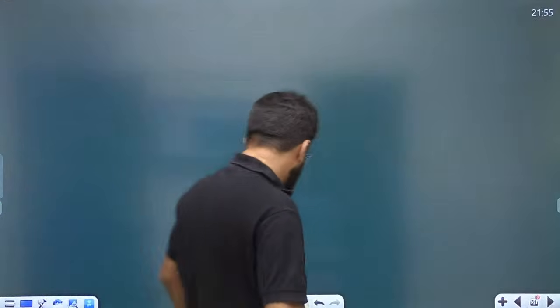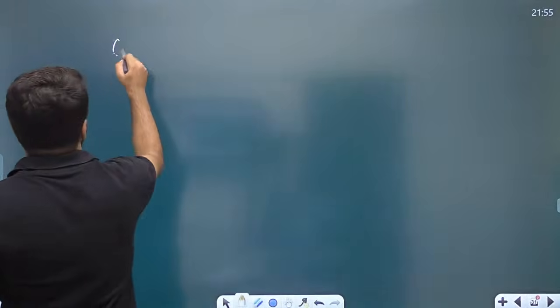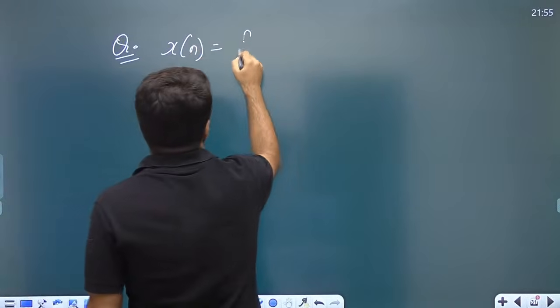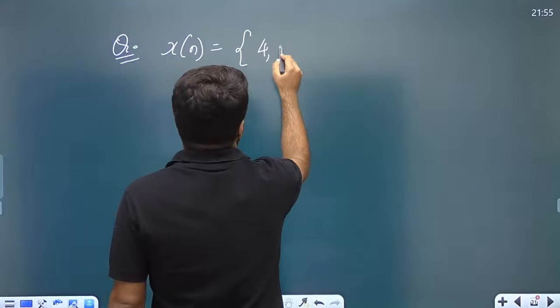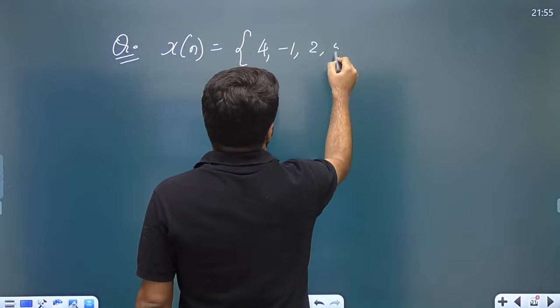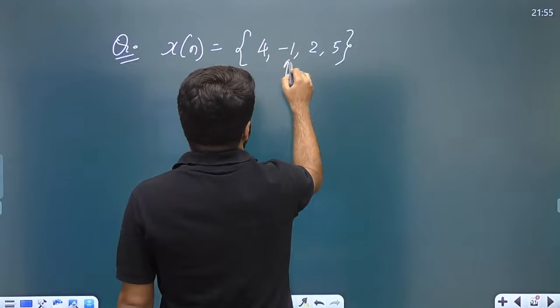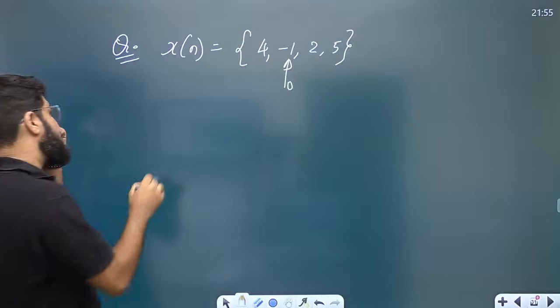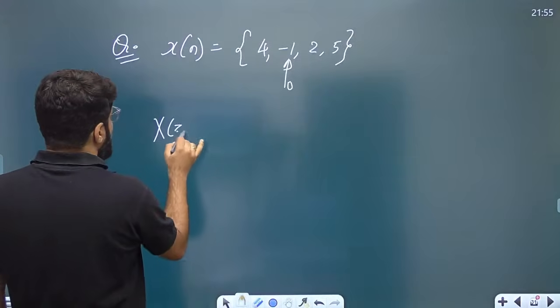Sir, why? Let us see one more example. Let me just quickly tell you one more example. Suppose xn has been given to you as 4, minus 1, 2 and 5, with this as the origin, this is n equal to 0, right? So what should be the Z transform now?